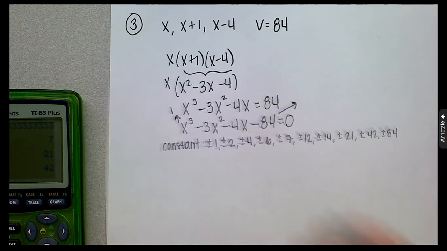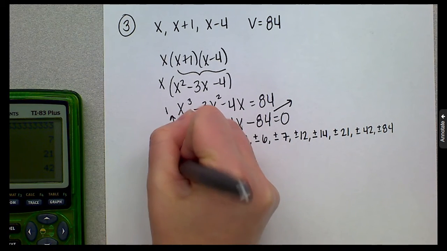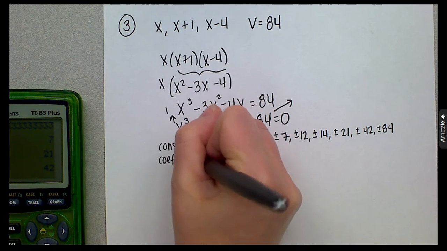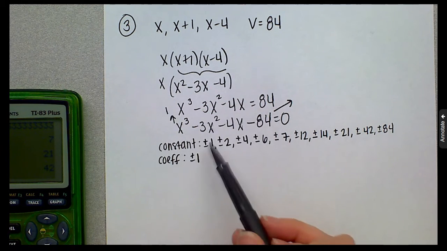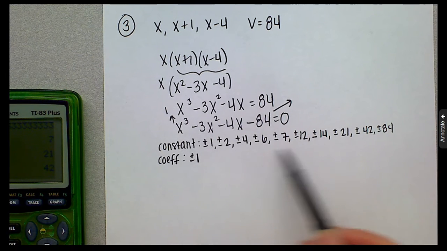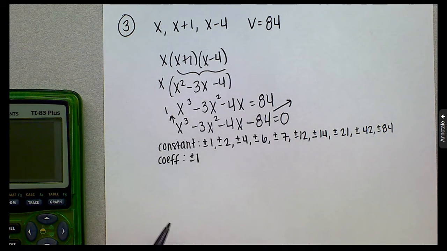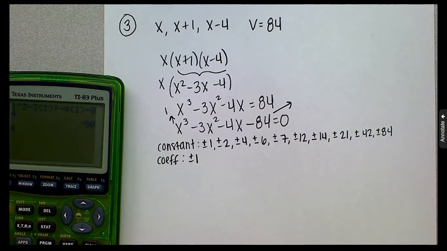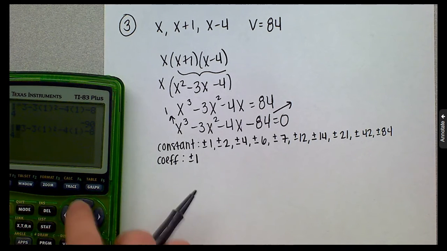Okay, that's annoying. The good news is the coefficient of the leading term is just plus or minus 1. So basically all of these would just be divided by 1. So those are just my options. I'm starting in my calculator. I'm just going to go through 1 cubed minus 3 times 1 squared minus 4 times 1 minus 84. So that does not give me a remainder of 0. So I'm just going to keep going.